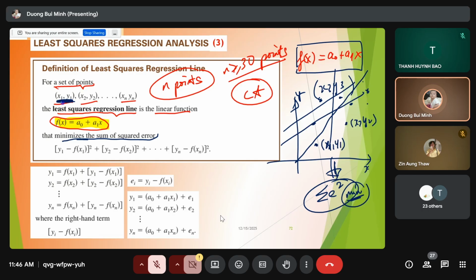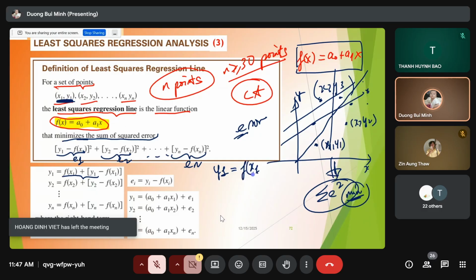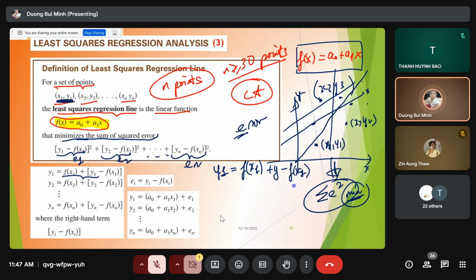Now if we consider point 1, you can get this error. Point 2 has its error, and so on, up to point n. Here e means error. So y1 becomes f(x1) plus y1 minus f(x1). That's okay, because we add f(x1) and subtract f(x1), so it is the same.